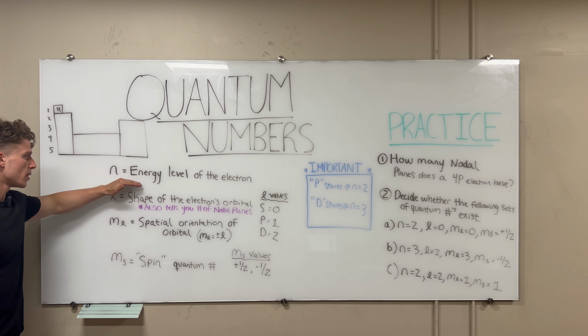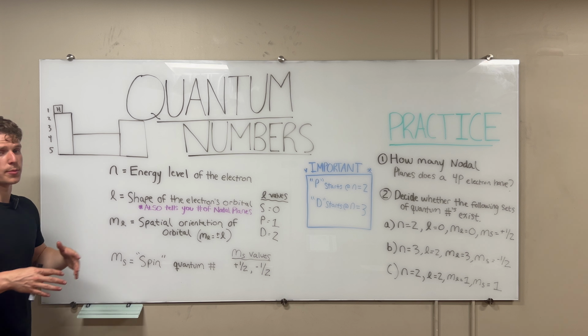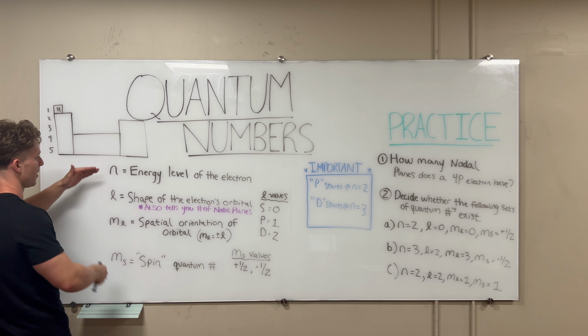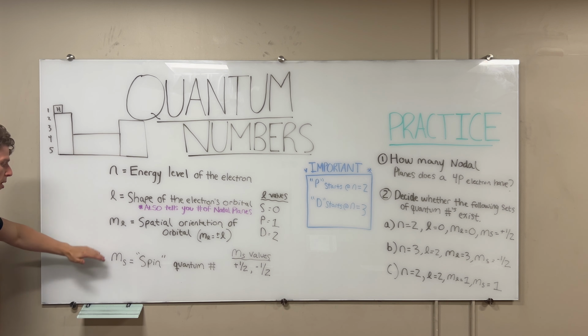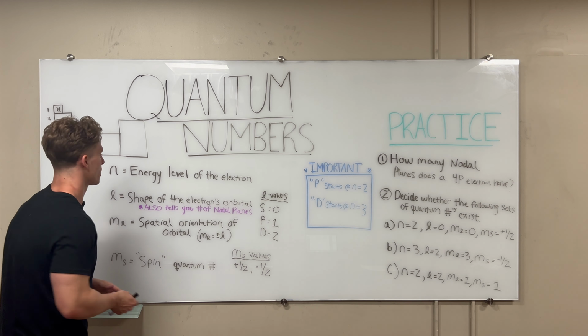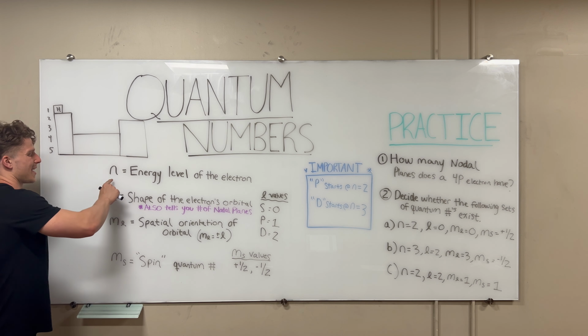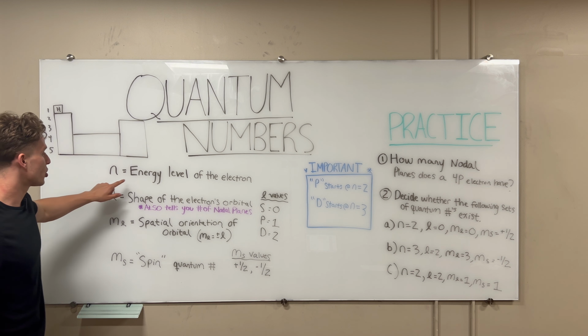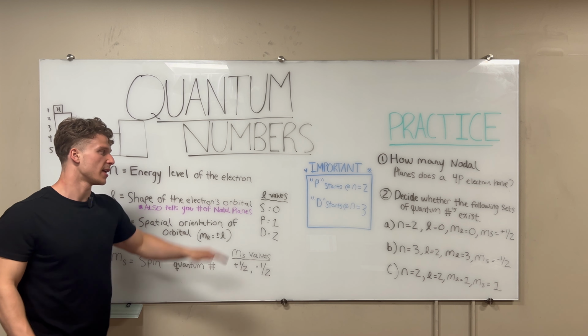The first quantum number, and they're called quantum numbers, however, we describe them with these letters: n, l, m sub l, and m sub s. So it's not necessarily numbers, they're just called the quantum numbers. The first quantum number is n. n describes the energy level of the electron.